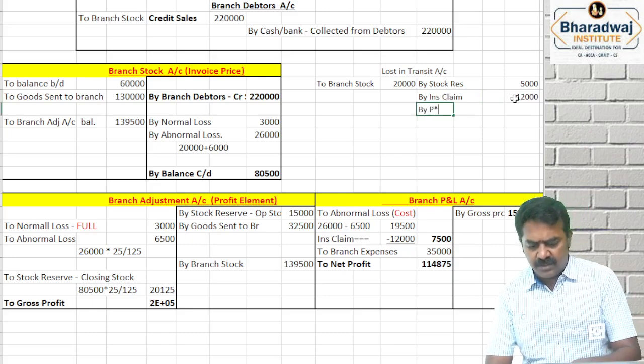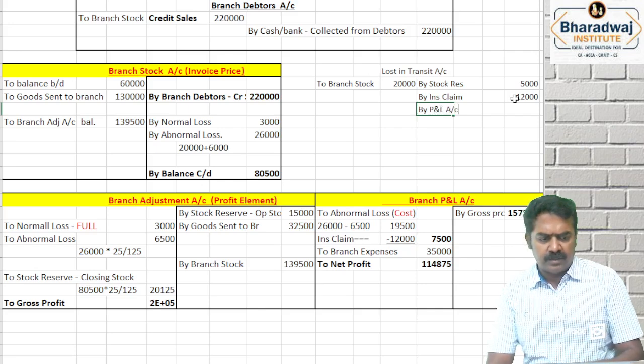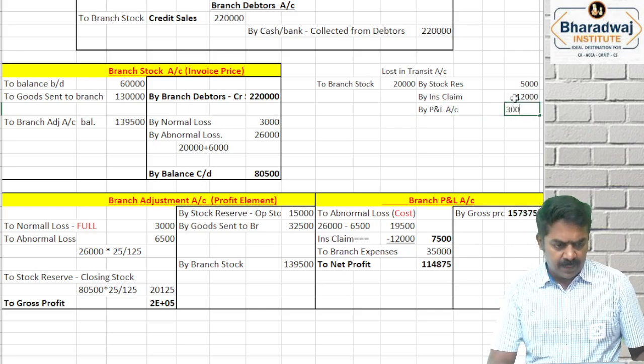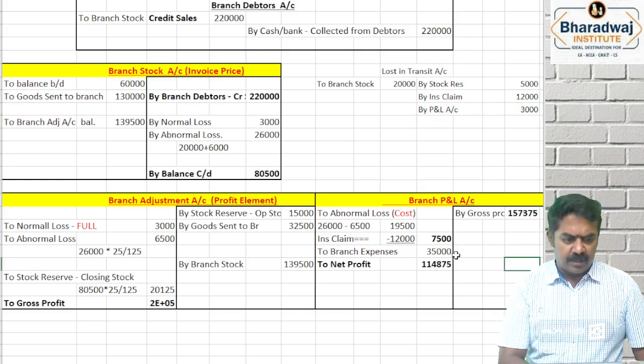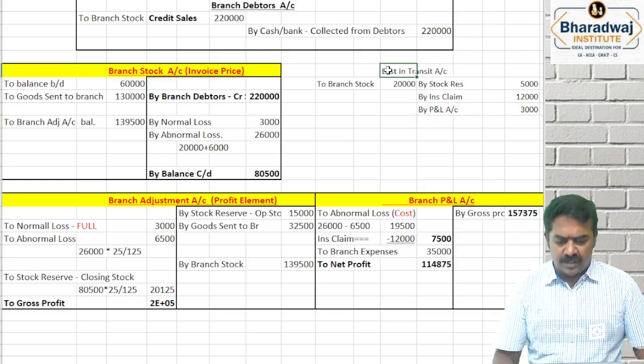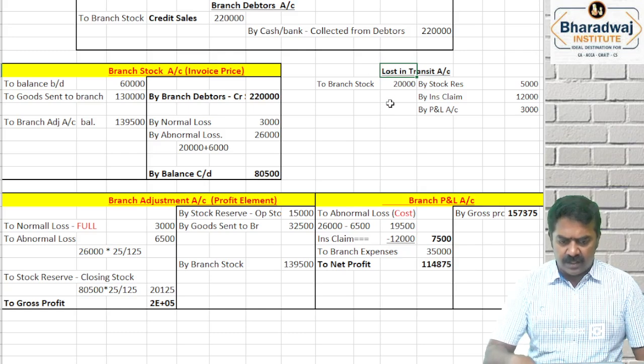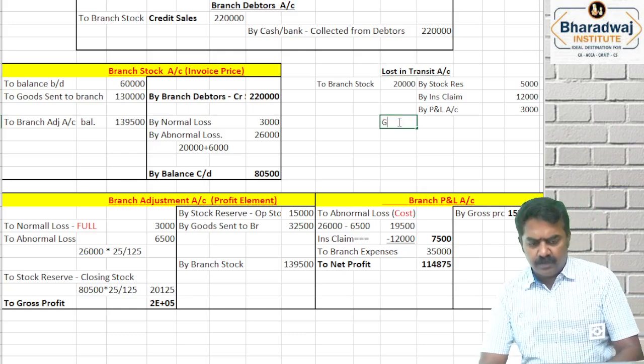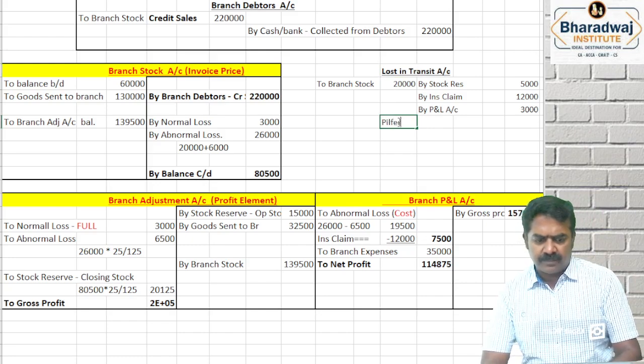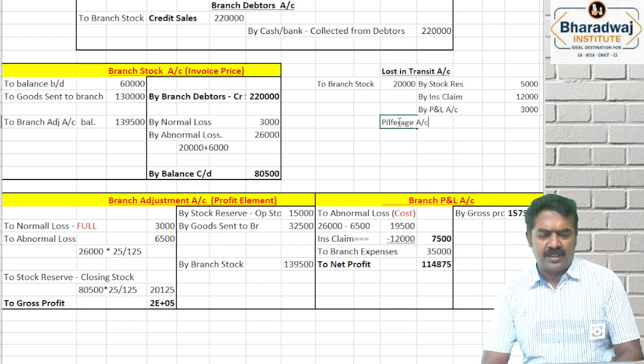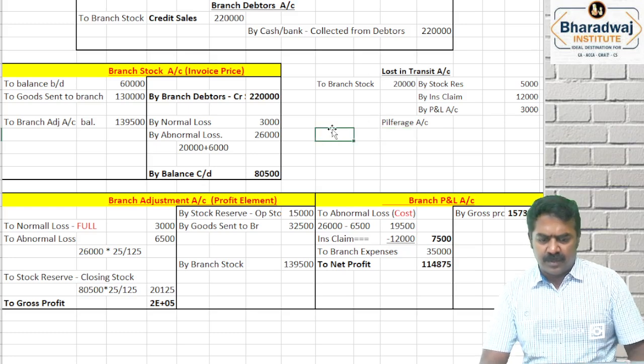Balance we'll charge in which account? P&L account. How much? 3,000. But in the P&L account we charge 7,500. There is one more loss. We'll see what it is. Pilferage account. That is also an abnormal loss. To branch stock.